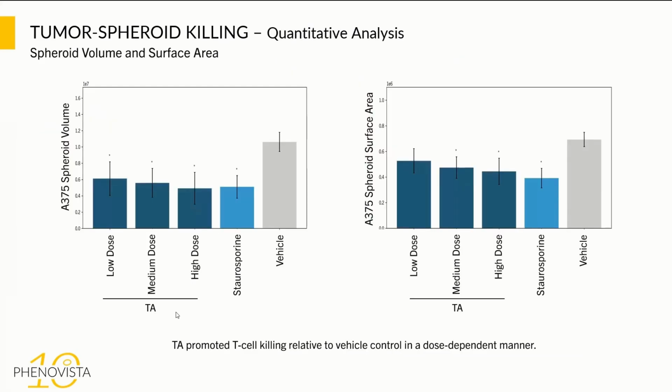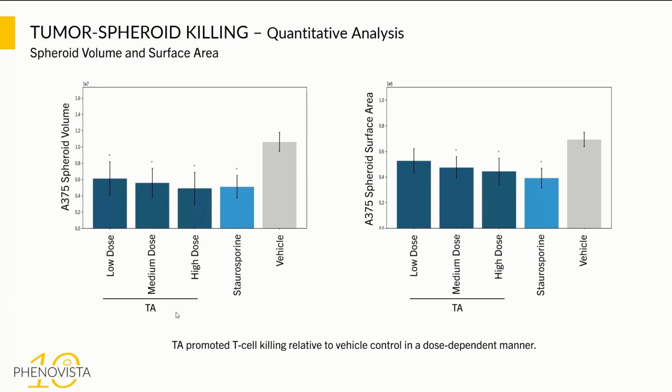There are a lot of different measures we can do here. I'm just showcasing two of those aspects. We're looking at the total spheroid volume of the A375s, the target cells, and the total surface area. So you'll see that with the increasing dose of our client's TA, we saw increased killing of those spheroids.